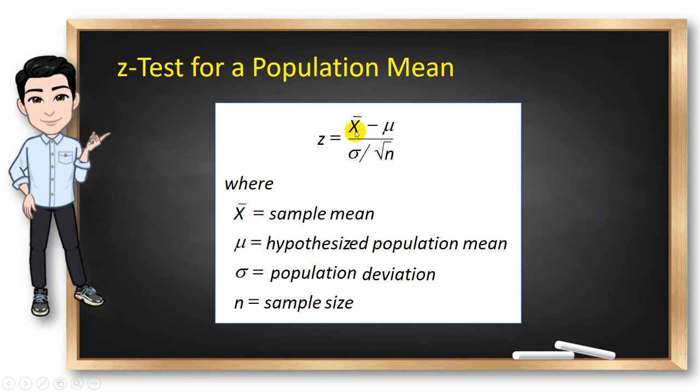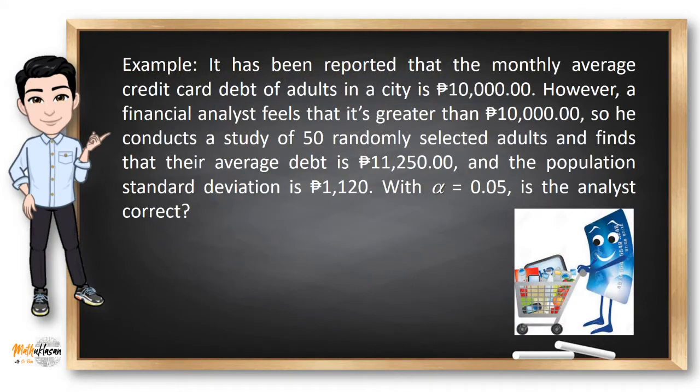X bar represents the sample mean. The mu represents the hypothesized population mean. Sigma is the population standard deviation. And the square root of n here represents the sample size. Let's take a look at this example.